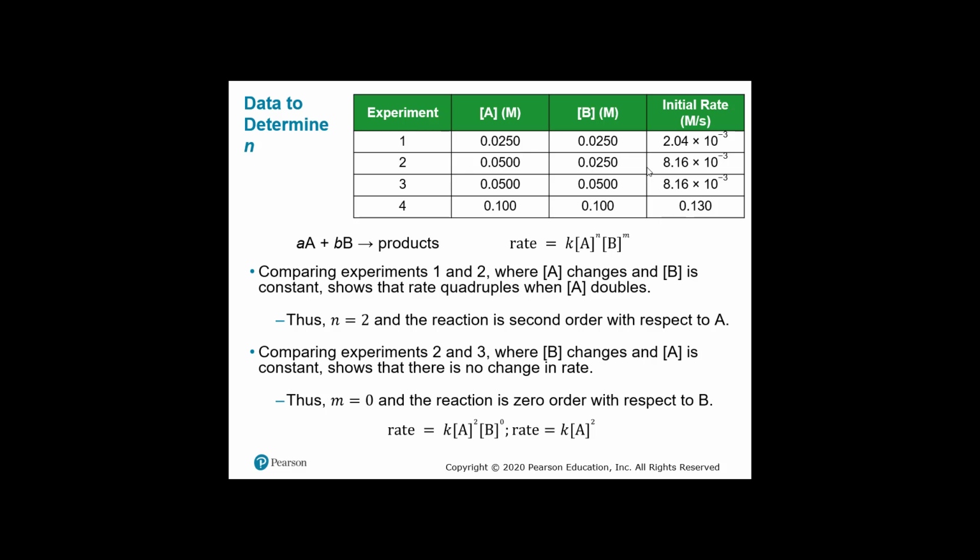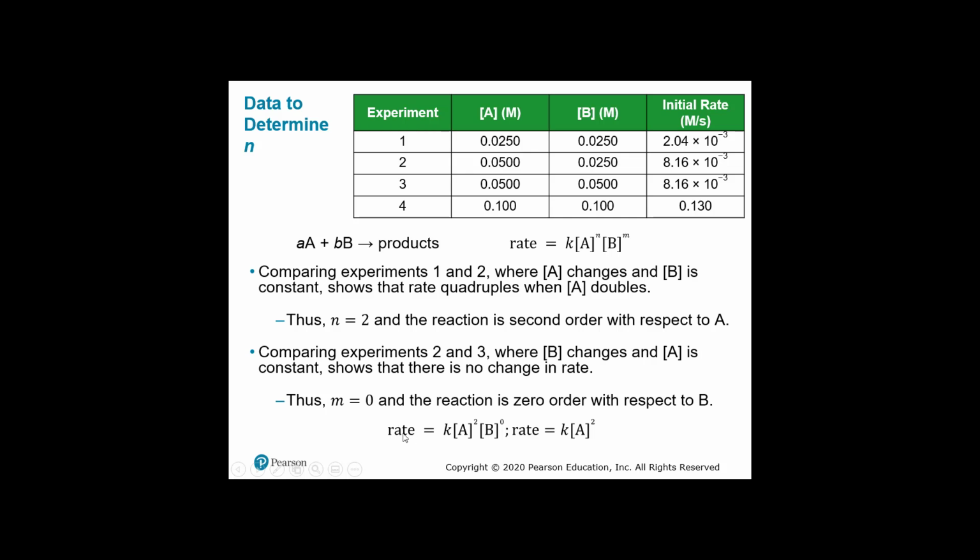So comparing experiments 2 and 3, we can see that the concentration of A is kept constant, but we increase the concentration of B, and what we notice is that the initial rate didn't change. When the initial rate didn't change, this means that m is 0 order. Remember that 0 order is where the rate stays constant no matter what. It's not going to be affected by how we change the concentration of that reactant. It's just going to keep going. So this is a perfect example of that. So n is 0. The reaction is 0 order with respect to B.